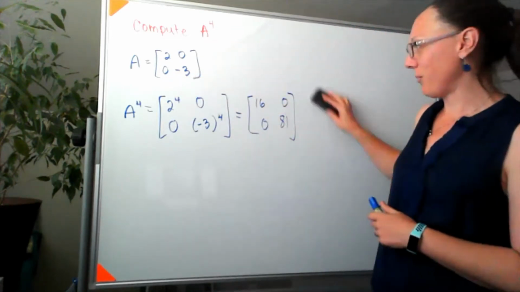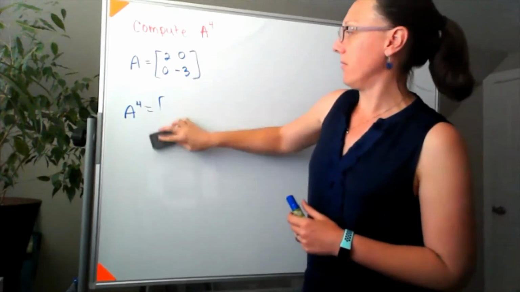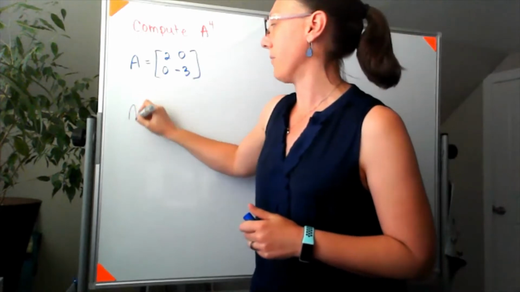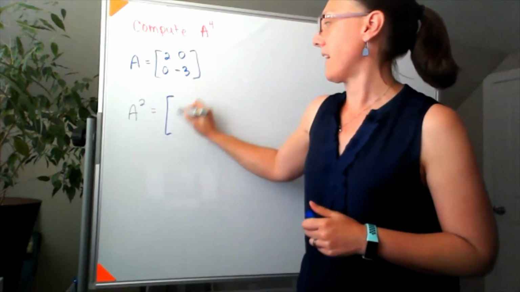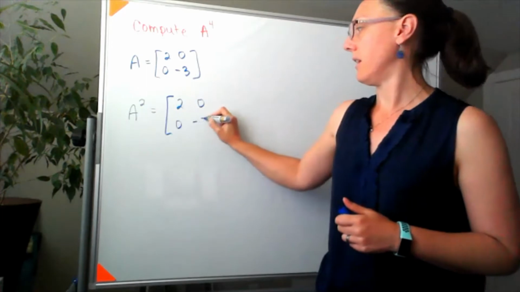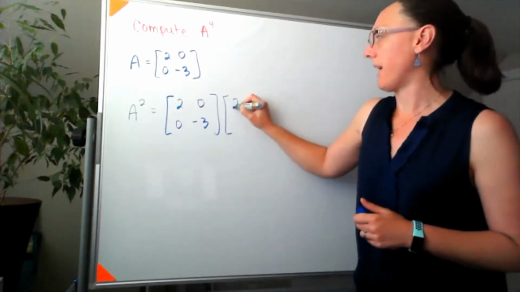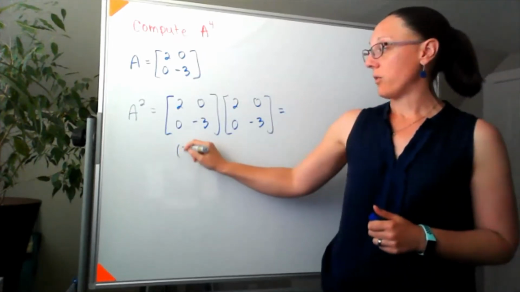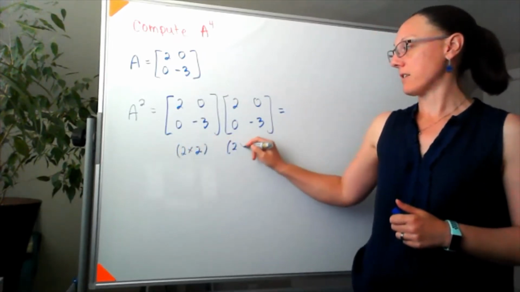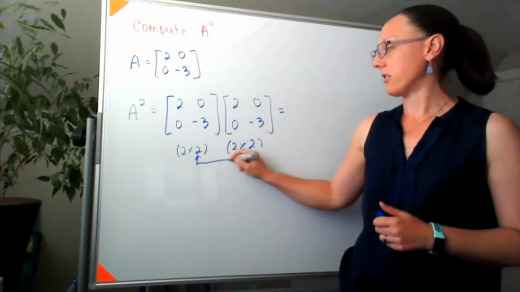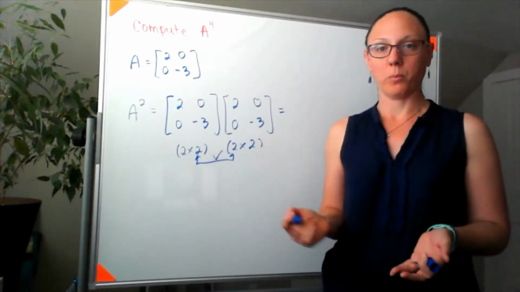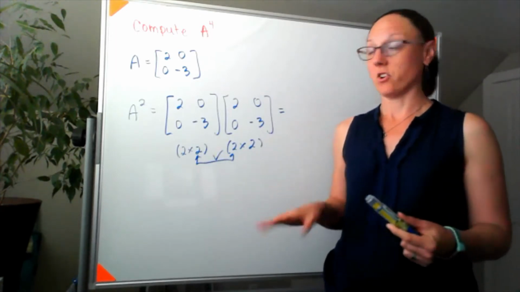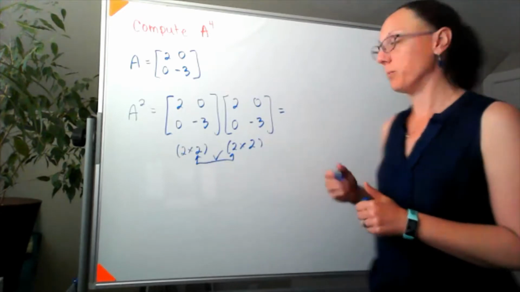So let's start by computing A squared, which would be the same thing as taking that matrix A and multiplying it by itself. I know that these are both 2 by 2 matrices. Since their inner dimensions match, I know we're okay to multiply, and those outer dimensions will give us the overall size of the answer. So my answer is going to be a 2 by 2.